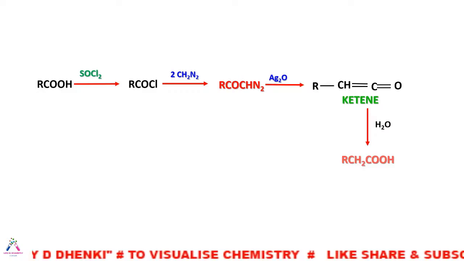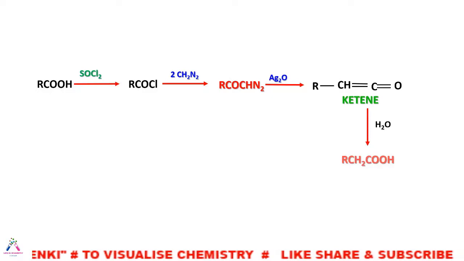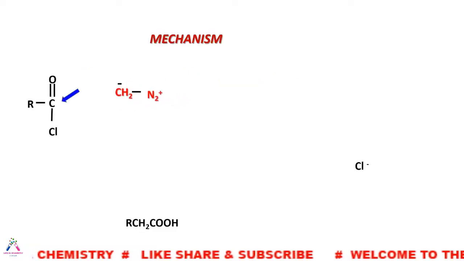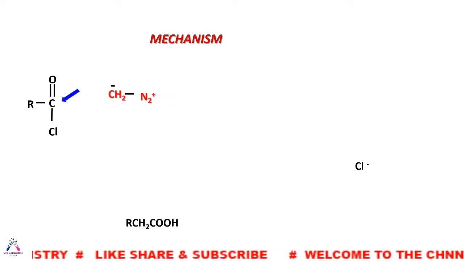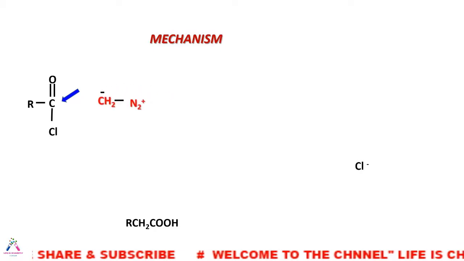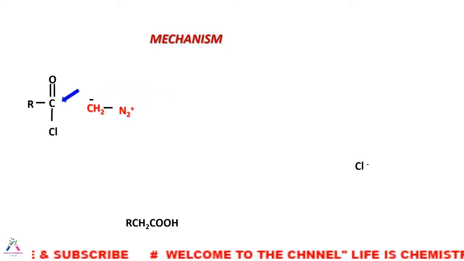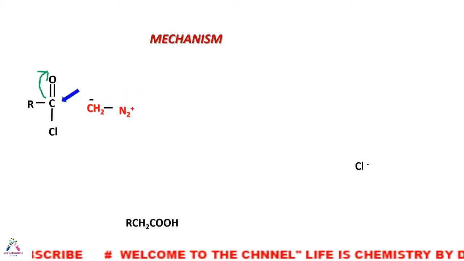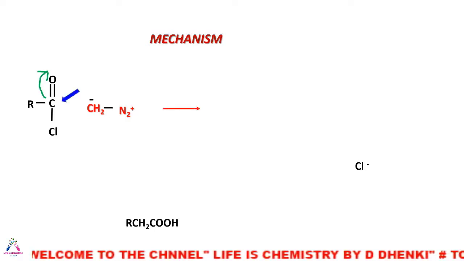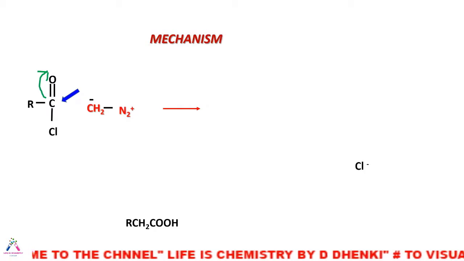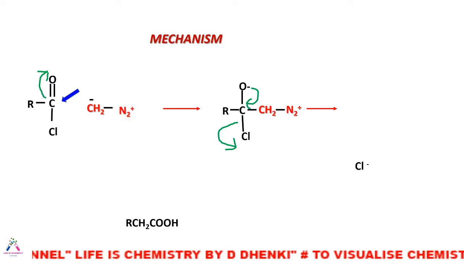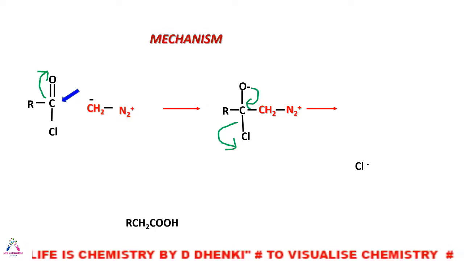Now we want to know about the mechanistic details of the Arndt-Eistert reaction. After the formation of the acid chloride, it will react with an excess amount of diazomethane. This diazomethane has a negative part which will react with the electrophilic carbon of the acid chloride, that is the carboxyl carbon, and after that it will form a zwitterion. After the formation of the zwitterion, it will eliminate the chloride ion.